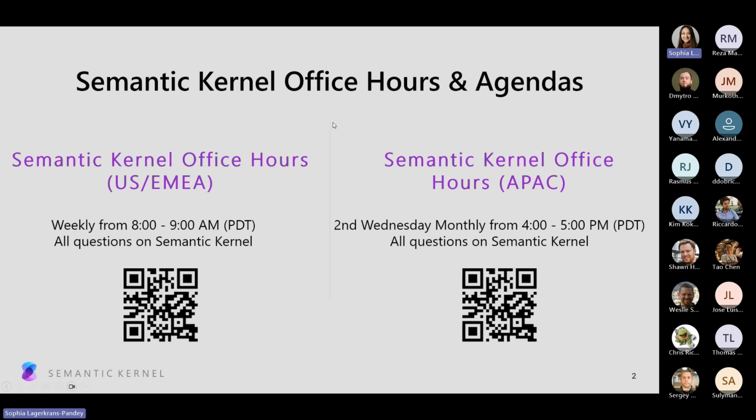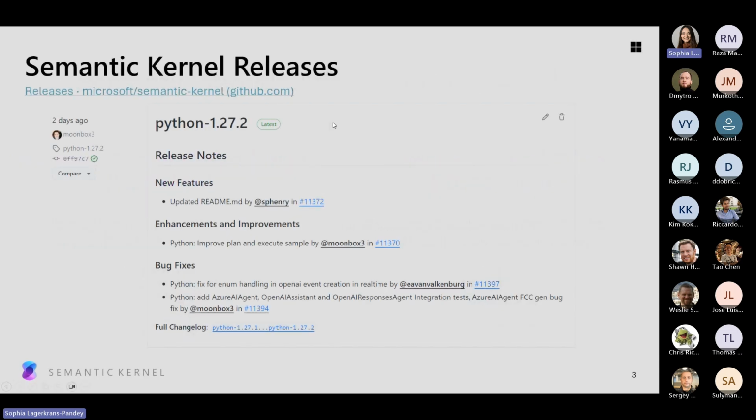With that, I'm going to dive into a couple of updates from my end. There are a number of releases that have been out since we met last. There is a very large release for Python 1.27 that has a lot of different updates. The one that I've highlighted here, 1.27.2, has some updates to our README. We've gone through and improved the plan and execution sample, and there are some bug fixes as well. If you haven't had a chance to look at the last couple of Python releases and updates, we recommend you do, as there's been a lot of changes and a lot of goodness there.